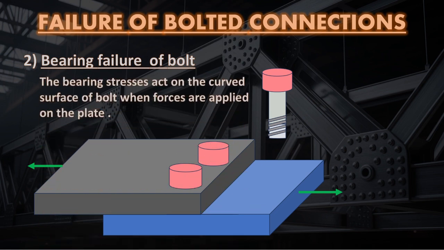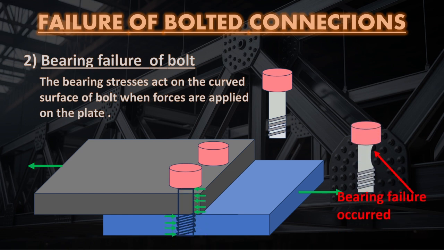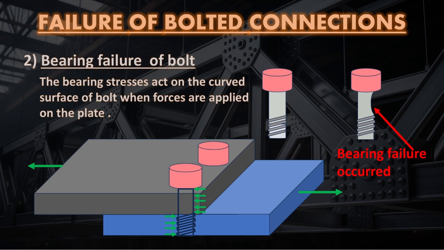2. Bearing failure of bolt. The bearing stresses act on the curved surface of the bolt when forces are applied on the plate. Bearing failure of bolt occurs when the cylindrical shape of the surface distorts.